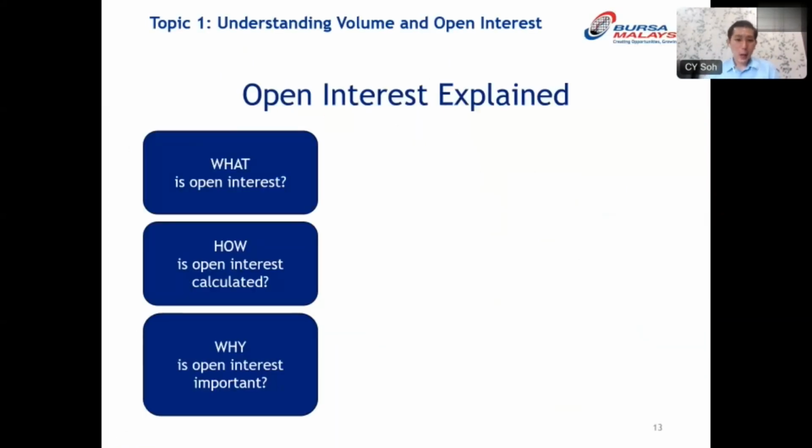Now, open interest. Do you know what open interest is or not? For those of you who know what open interest is, can you briefly share in a very short, quick sentence what open interest is all about? Whereas for those of you who do not know, you can also have a quick guess. If you know the answer, you can type it in the chat box.